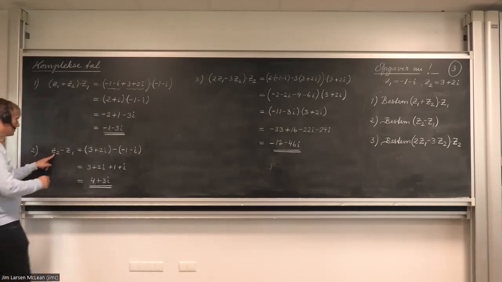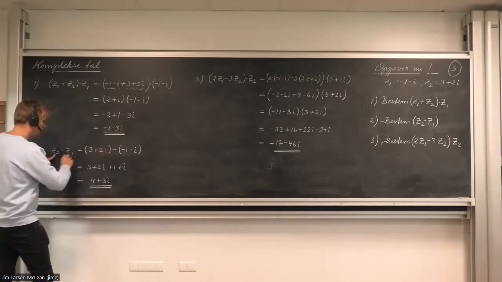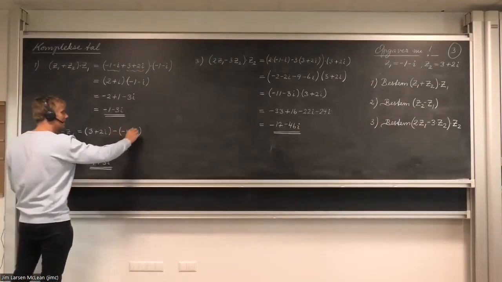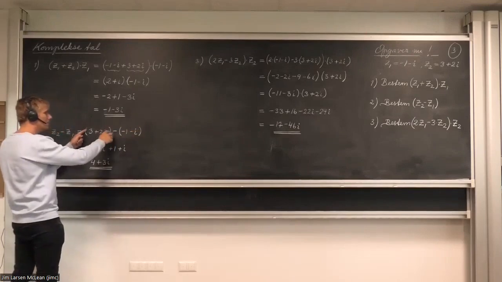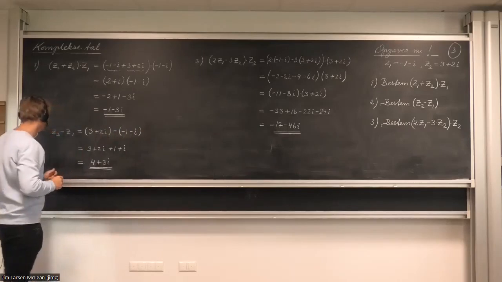Problem 2. Here I have to calculate the difference, Z2 minus Z1. So here it says Z2 minus, here it says Z1. And this parenthesis is important. This parenthesis is unnecessary, but I've put it anyway just to emphasize that Z1 is here. Sorry, Z2.